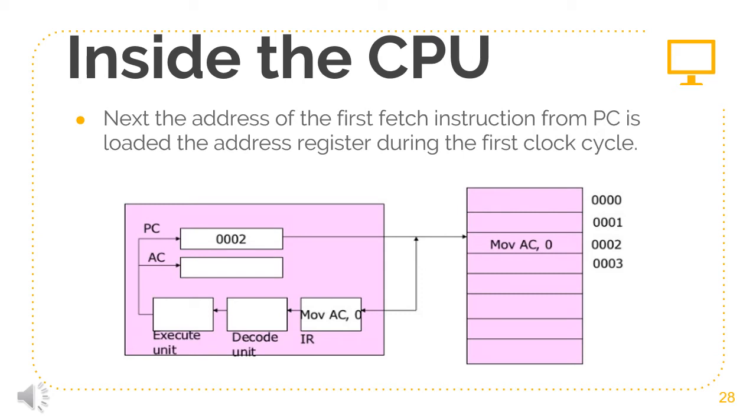Next, the address of the first fetch instruction from PC is loaded into the address register during the first clock cycle. PC is a pointer pointing to an address location where an instruction is to be fetched and placed into the instruction register, which is sometimes also known as the current instruction register.